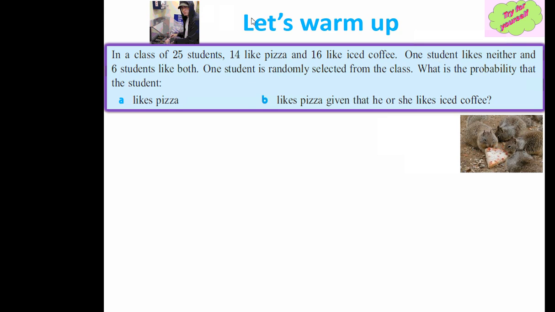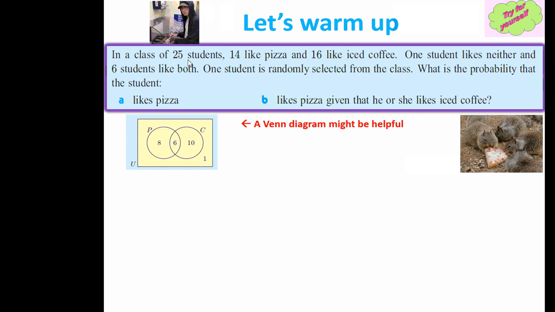Okay, so that might seem pretty obvious to you, but regardless, a Venn diagram might still be helpful. There's 25 students in total, and of the 14 who like pizza, 6 happen to like both. So you could probably still answer this question at this point anyway, because it's pretty obvious. 14 out of 25 is the probability that they like pizza. But still, here's a Venn diagram.